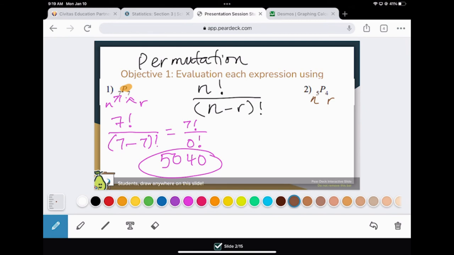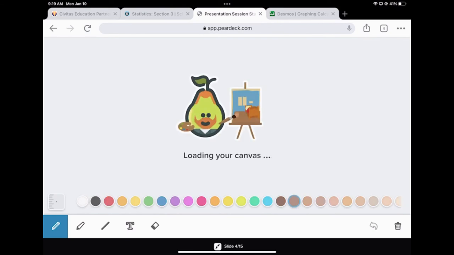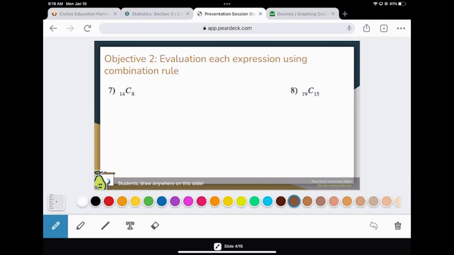Okay. Then I think this is very basic. We can move on to the next objective that I want you to look at. This is the practice that, after I'm done with notes, I'll turn on the student page so you can go back and do these practice problems. All right. But for now, we will look at the second objective, which is combination. So this one is called combination. Notice the difference. You see how the other one is a P, this one is a C.